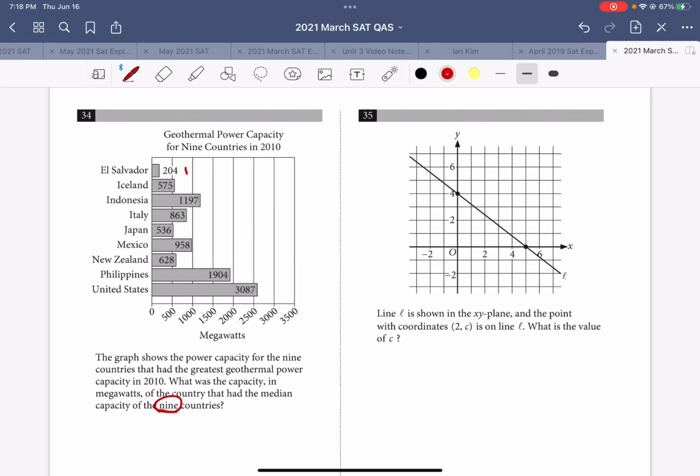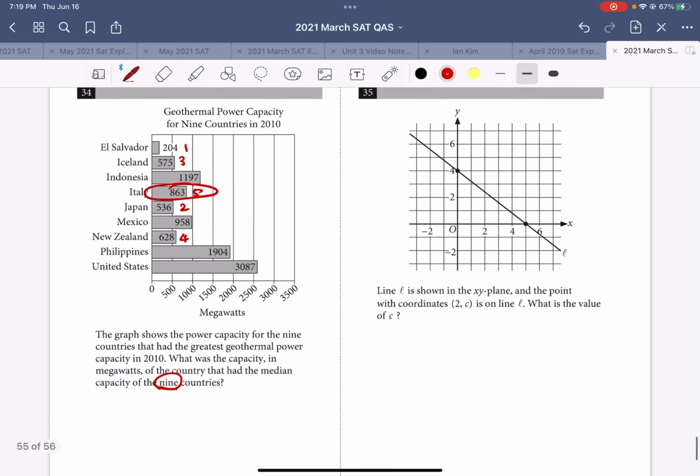This is 1. Next is the next smallest one, so 2, 3, 4, and 5. So that is your median. Okay. Out of 9 data, the fifth one is the median. So the answer is 863 from the graph. Okay, fifth one. Now number 35, line L shown in the XY plane.